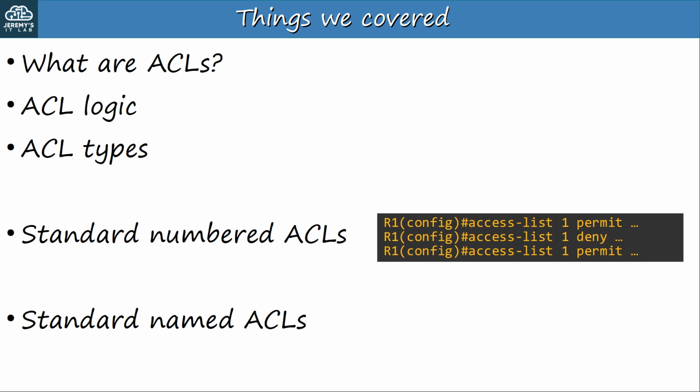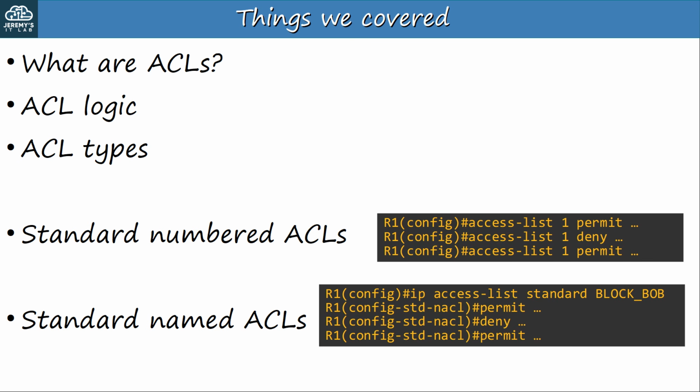Standard numbered ACLs are configured like this: a series of entries configured in global config mode with the access list command. For standard named ACLs, you use the IP access list command to enter standard named ACL config mode and then configure the entries.